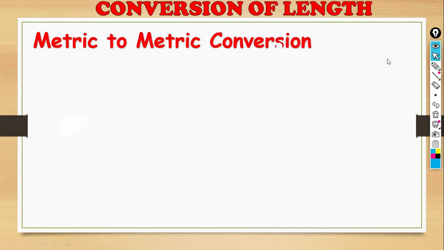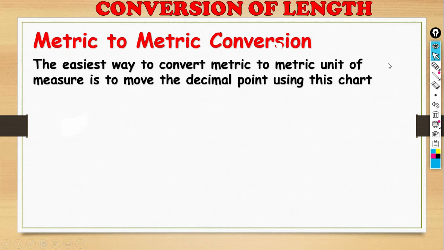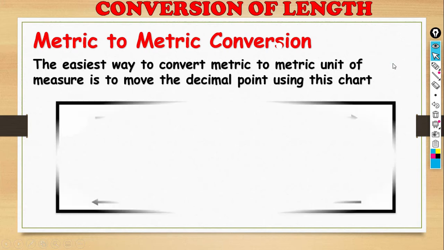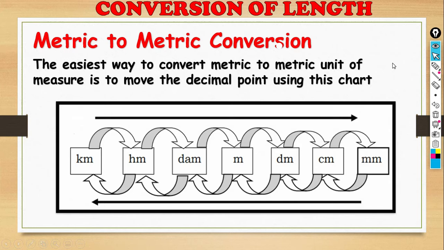So, we have here the metric to metric conversion. The easiest way to convert metric to metric unit of measure is to move the decimal point using this chart. Yan, so kailangan yung tandaan yan. So we have here kilometer, hectometer, decameter, meter, decimeter, centimeter, and millimeter. So, kailangan tingnan yung maigi movement na yan from left to right and from right to left.